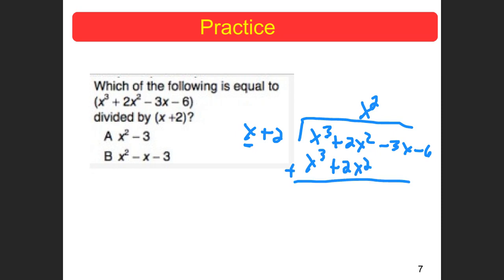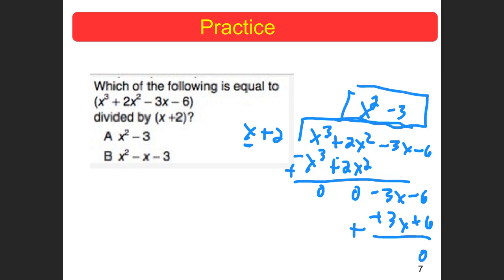I'm going to add the opposite. Well, guess what? They're both going to cross off. Bring down my next term, negative 3x. X times what gives me negative 3x? Well, minus 3. If I multiply that out, I should have brought down the minus 6 too. So that gives me negative 3x minus 6. If I add the opposite, it's going to be 0. So my answer should be x squared minus 3 using long division.